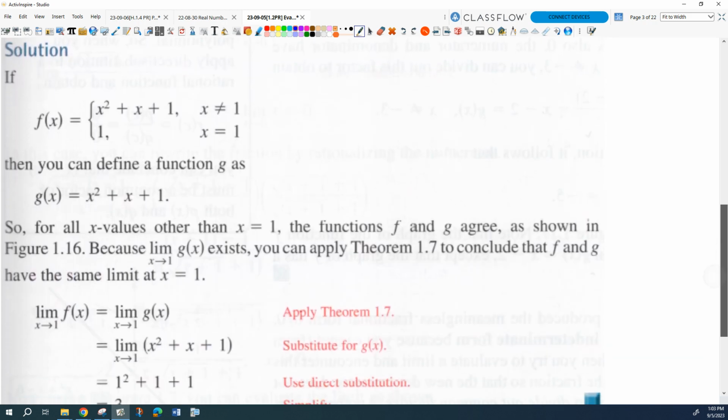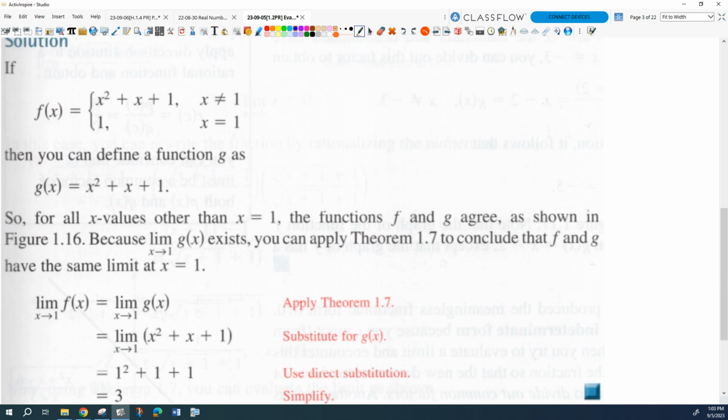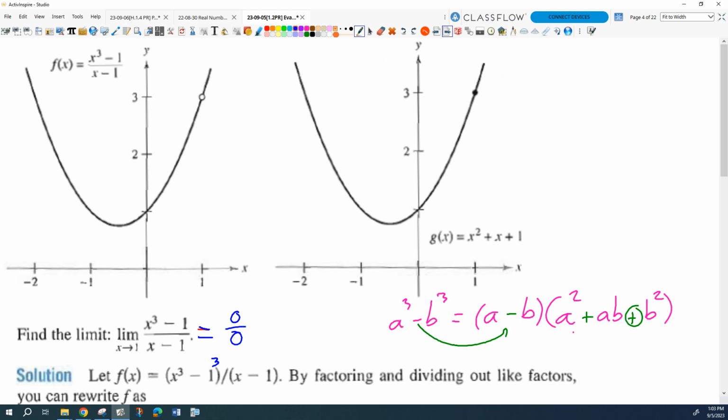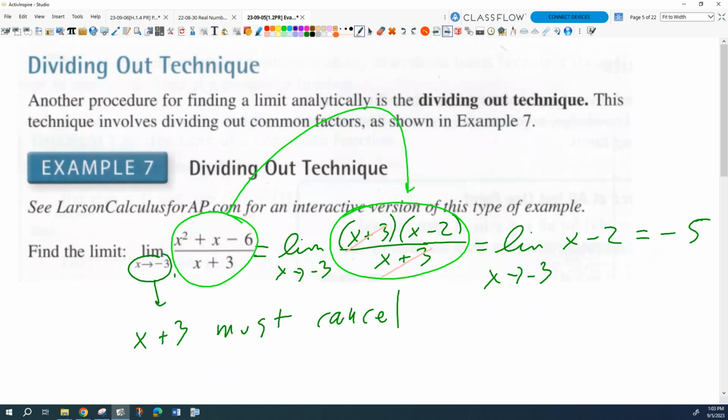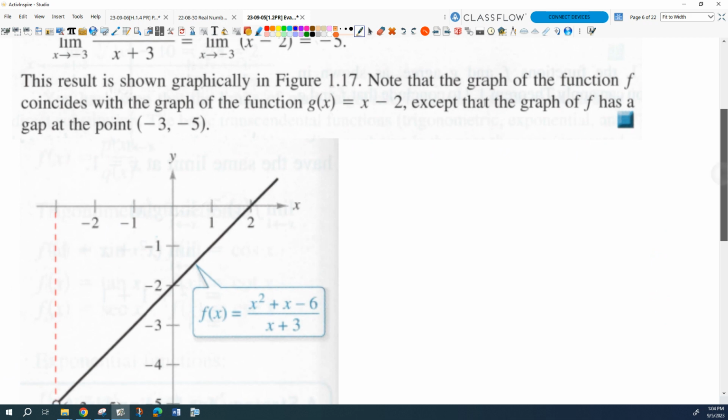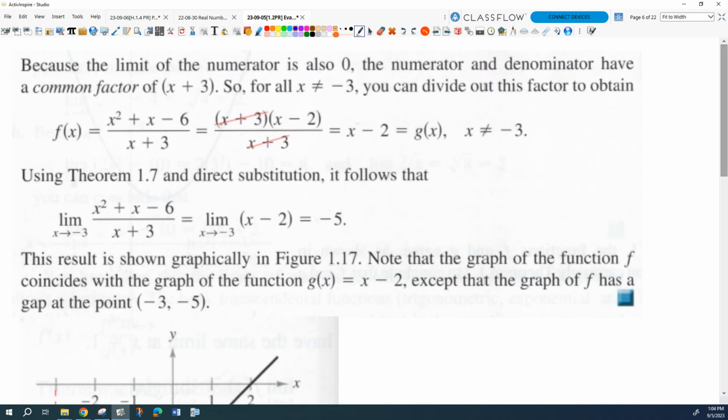And then here's just a little, for your notes, here's a little summary of what we just talked about, okay? So our dividing out technique or our cancellation technique, whatever you want to call it, same thing. This is just the graph that goes with that last example that we did.